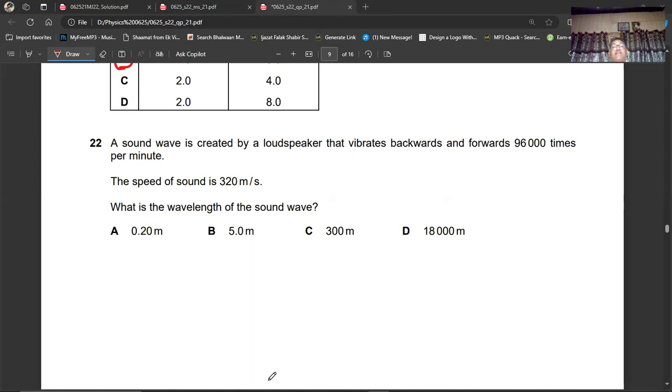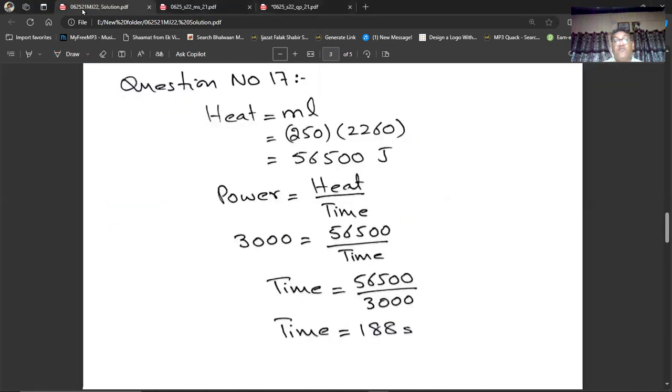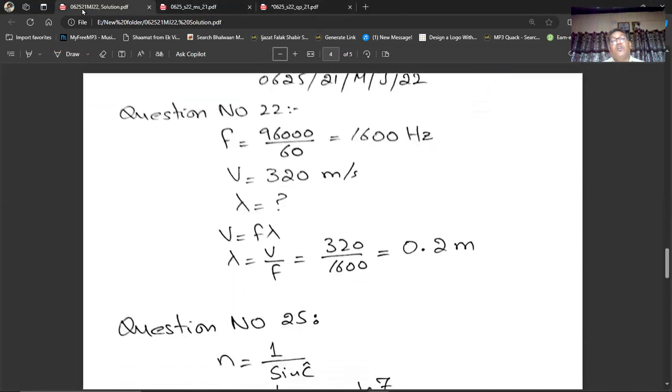Once I know the frequency, the speed of the sound is given, that is 320 meter per second, then I can find the wavelength. The question is, what is the wavelength of the sound wave? Very easy and straightforward question. So question number 22 is coming up on your screen.